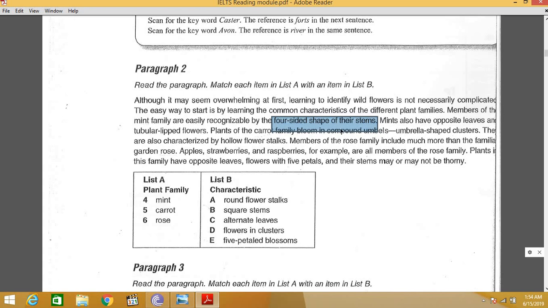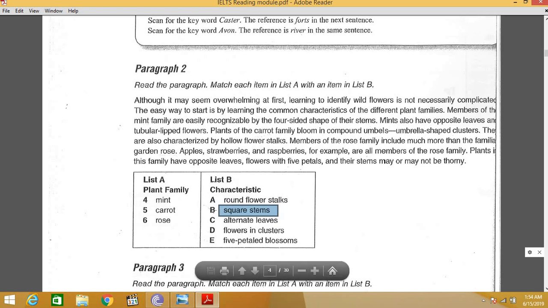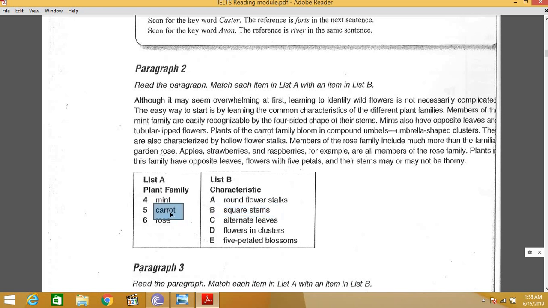Now we match this information with the characteristics given in list B. Well, I find that four-sided means square stems. Here, this is the synonym when I compare with the four-sided shape. And then the answer to question number 4 is B, square stems. Then carrot. Look, then I try my best to find it by scanning. Now you know what the meaning of scanning is, little by little you are getting to know now.